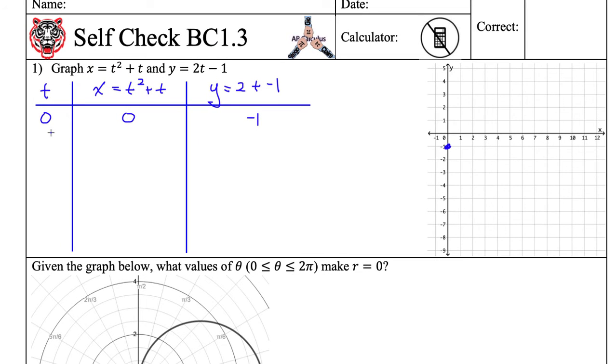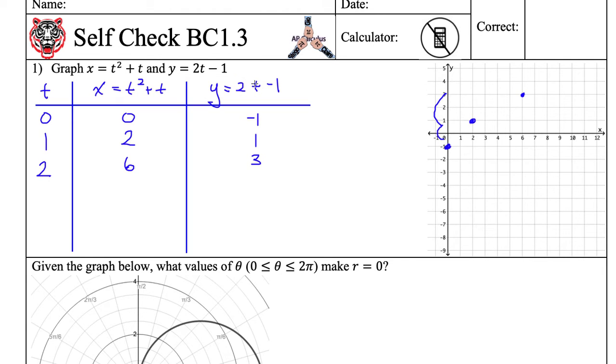Let's choose 1. If I choose 1, 1 squared plus 1 is 2. 2 times 1 is 2, minus 1 is 1. So 2 comma 1. Let's choose 2. Let's just keep going. If I do 2, 2 squared is 4 plus 2 is 6. And then 2 times 2 is 4, minus 1 is 3. So 6 comma 3.